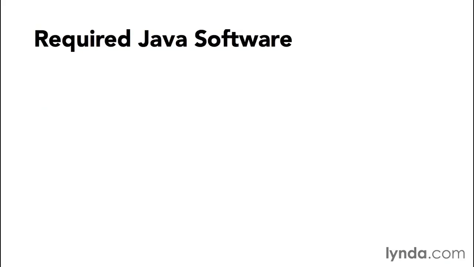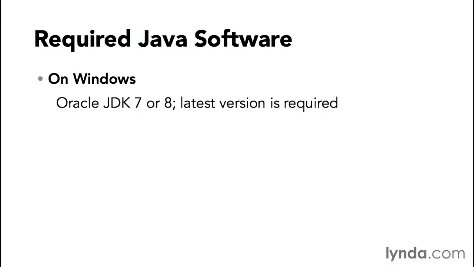In order to use Android Studio, you'll need to install Java. On Windows, you'll need Oracle's JDK, either version 7 or 8. I recommend just using the latest version. It'll have all the latest maintenance updates, and even though it's Java 8, it'll work fine for the Android SDK.